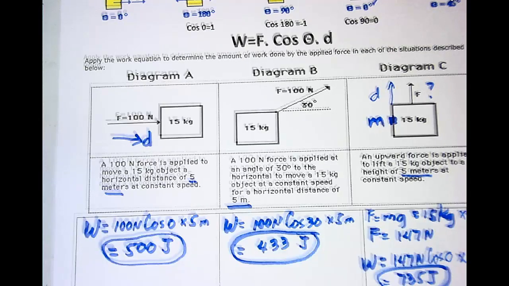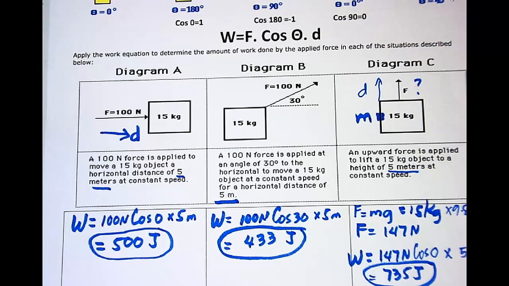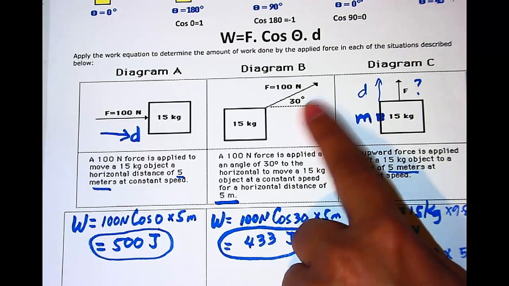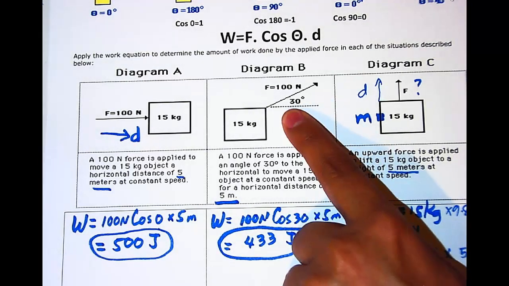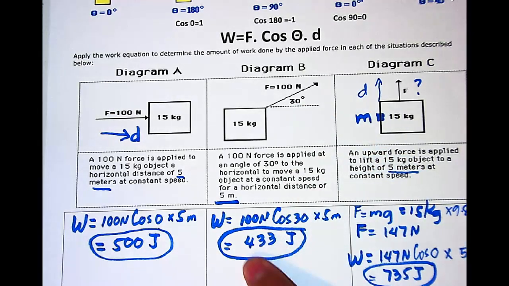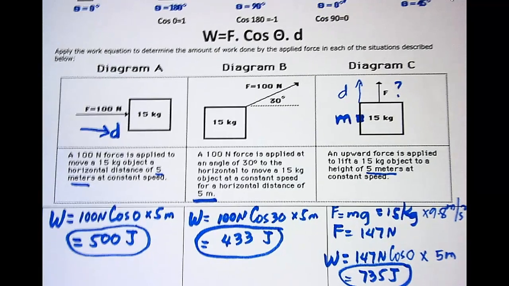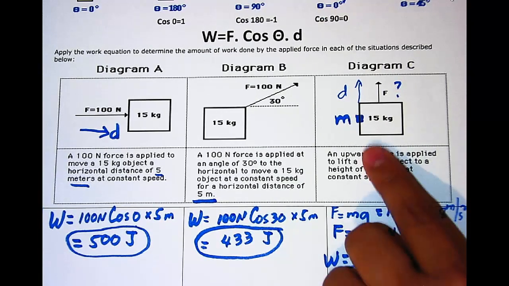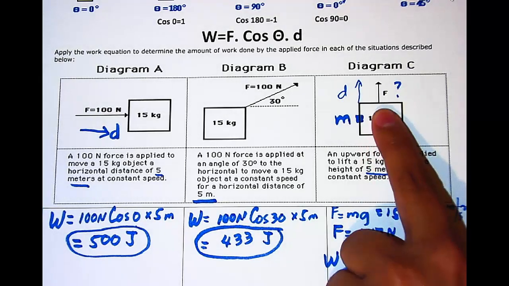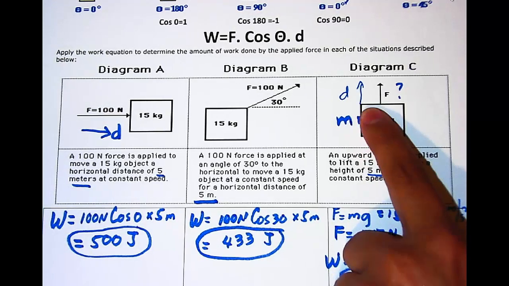Okay. Diagram B. Now we have an angle pulling horizontally. Our angle from the horizontal is 30 degrees. So you plug in your equation, force is 100 times cosine 30 times 5 meters, which will give you 433 joules. Third example. This one is lifting up an object, going up, so the distance is also going up.